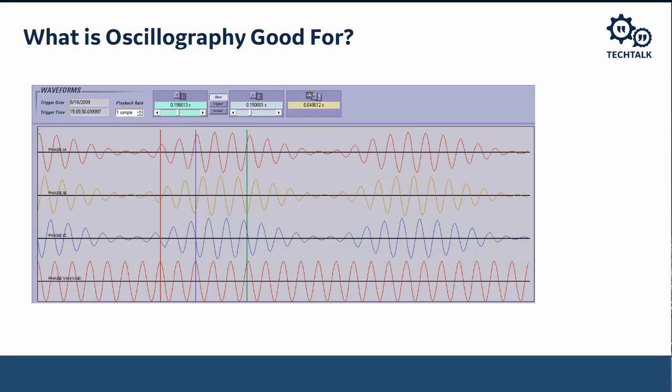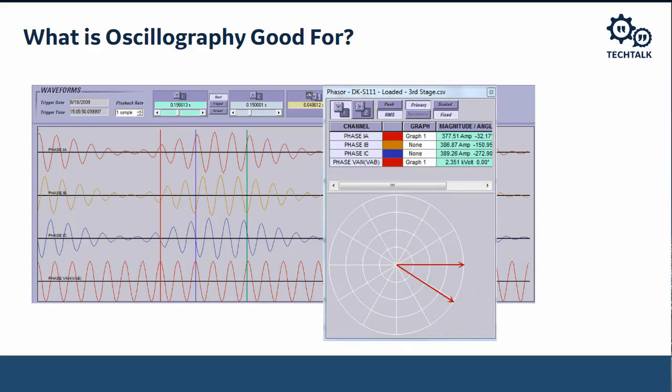Now, if you were really good and a really visual person, you could probably determine the angular difference or the power factor between that voltage and current, but I'm not that good. So one of the things that I mainly use oscillography for is to look at the actual phasor diagrams. Looking at this phasor diagram, I know that A-phase voltage is sitting at 0 degrees and the current is sitting at minus 32 degrees, and that's a power factor of around 86, 87%. That's how I usually use oscillography. I use the phasor diagrams from the oscillography.